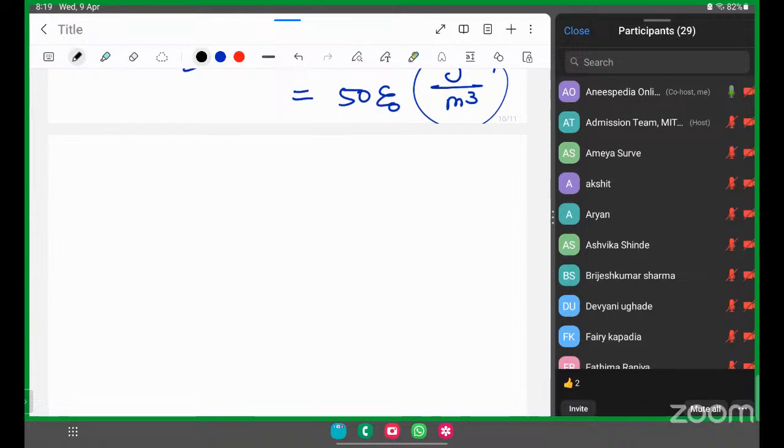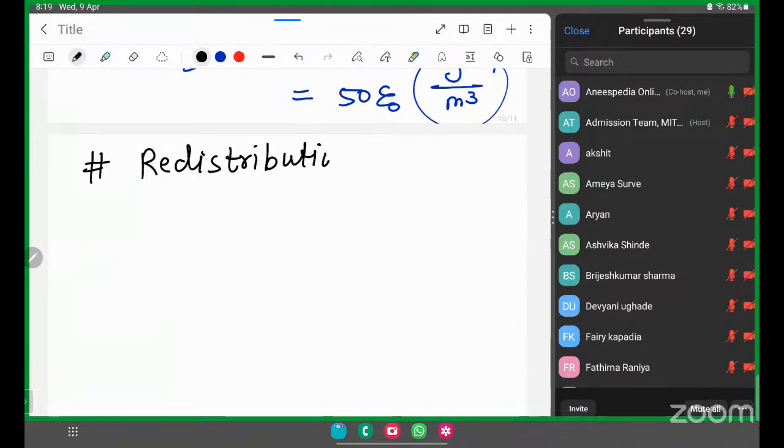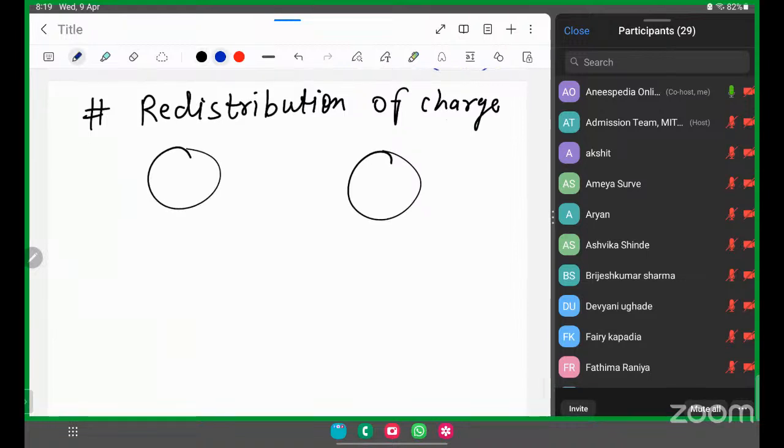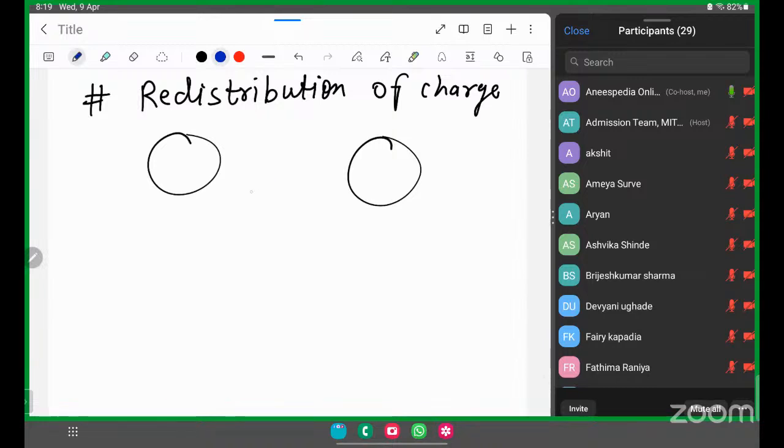So the last case is redistribution of charge. In this concept, we have two conductors or two capacitors, and these two capacitors will be connected with a conducting wire. But before the connection of the wire between these two capacitors or conductors, we have certain information about them. This is conductor 1 with capacitance C1. This is conductor 2 with capacitance C2.